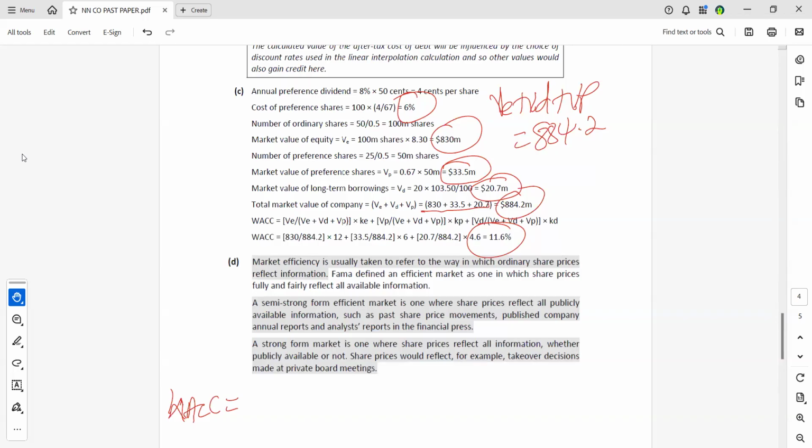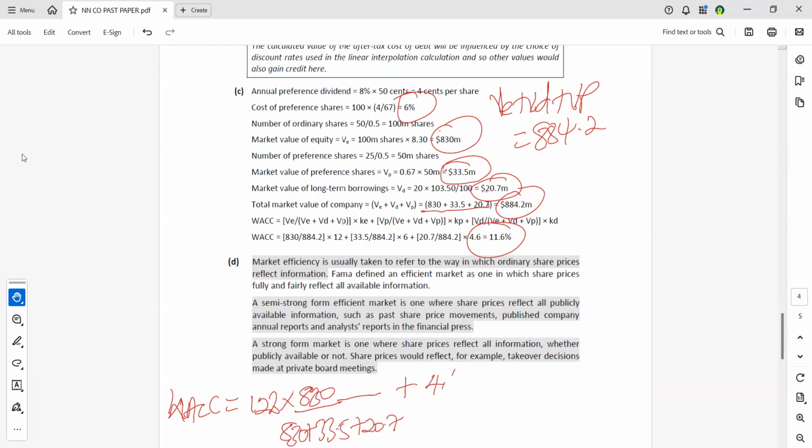If you don't like that format, then why don't you come here and say my WACC equals KE. You already know your KE to be what? 12%, right? Times the value of equity. We got the value of equity to be 830. So if we're not conversing, I say 830 over 830, but it's going to be a waste of time. And the value of preference is 33.5, plus the value of debt, 20.7. So that ends it for equity.